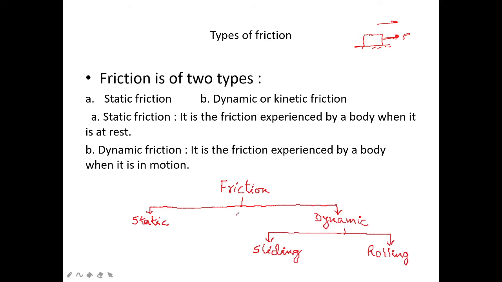So the figure shows that friction is of two types. One is static, another is dynamic. Again, the dynamic friction is of two types. One is called sliding, another is called rolling. Now, sliding friction. When two bodies slide over one another, then whatever friction they experience is known as sliding friction. Now, when two bodies are rolling over one another, then whatever friction acts on these bodies is known as rolling friction.